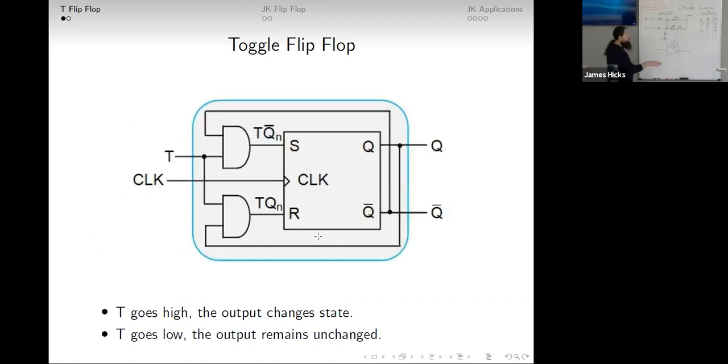So we make the toggle flip-flop out of an SR latch, just like we made the data flip-flop out of an SR latch. The toggle is very similar to the data flip-flop, in the sense that the toggle signal in ends up going to both the set and reset.